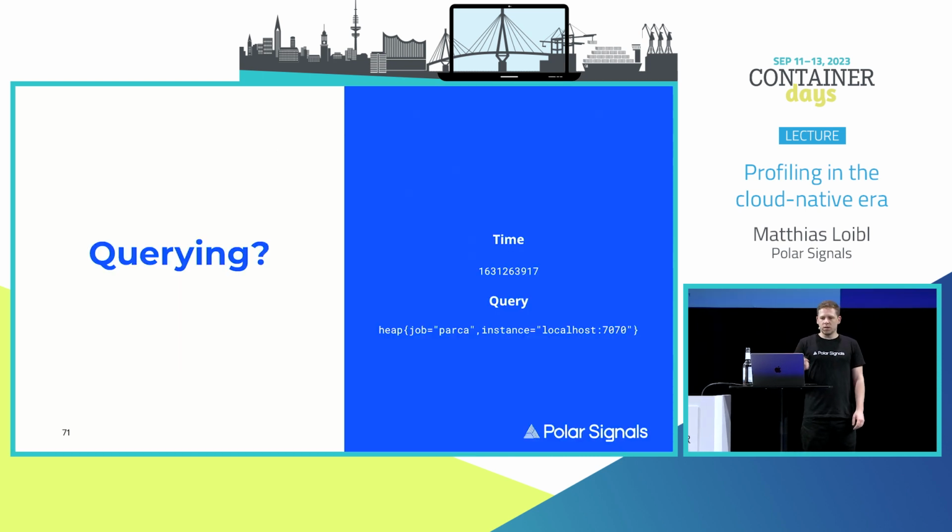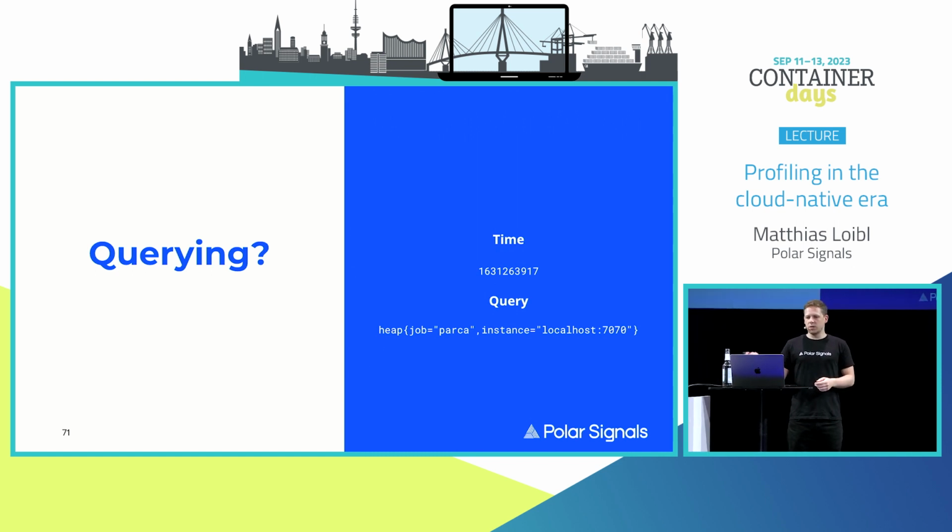Querying, again, is almost like Prometheus. You have a query where you say, I want a profile type of heap or CPU profile, et cetera, and then you have these label selectors. So you can say, I want this Parca job profile at this specific time, or you can give a time range over an hour, for example, or a day or whatever.